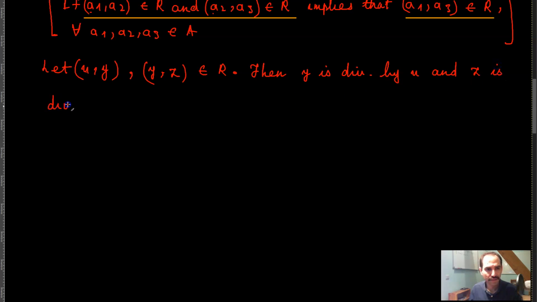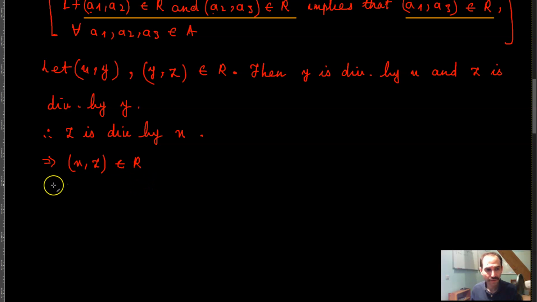And z is divisible by y. So z is divisible by x. Therefore z is divisible by x. And therefore you can say that (x, z) belongs to R, right? Which means that R is transitive. This is a proof, right? This is actually a proof.